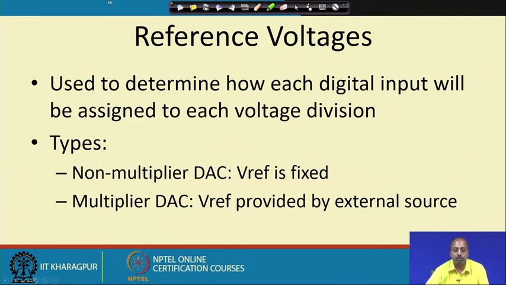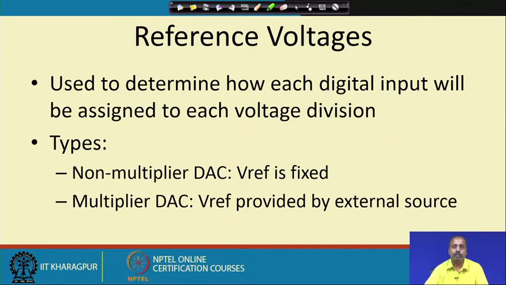Next important issue is the reference voltages. It is used to determine how much each digital input will be assigned to each voltage division. As I said, with a change in the bit pattern, the number of levels that we have is determined by n. The individual step size is Vref divided by 2 to the power n.